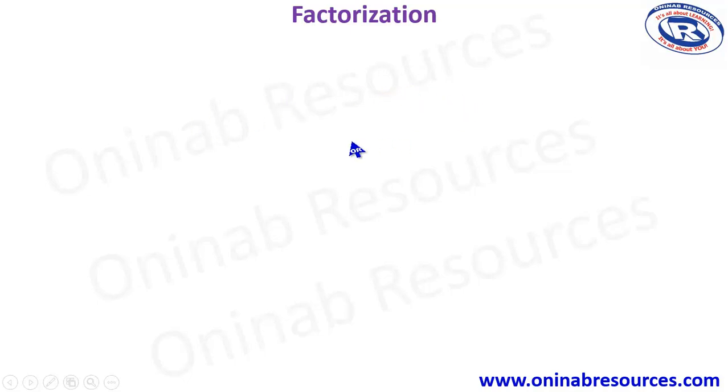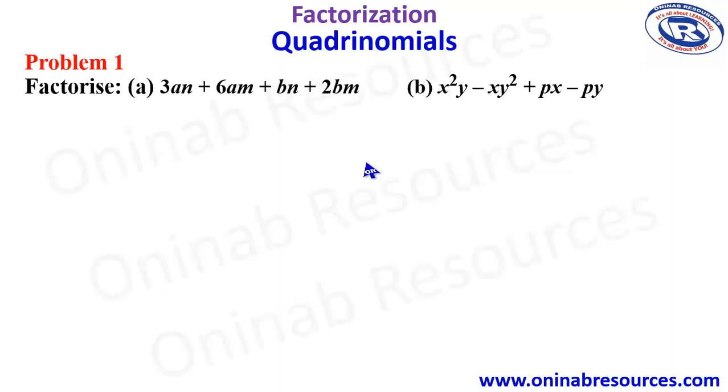In this video, we'll be looking at quadrinomials. We have a few problems to solve. Problem 1. Factorize: a) 3an plus 6am plus bn plus 2bm; b) x squared y minus xy squared plus px minus py. We call them quadrinomials because there are four terms in each.